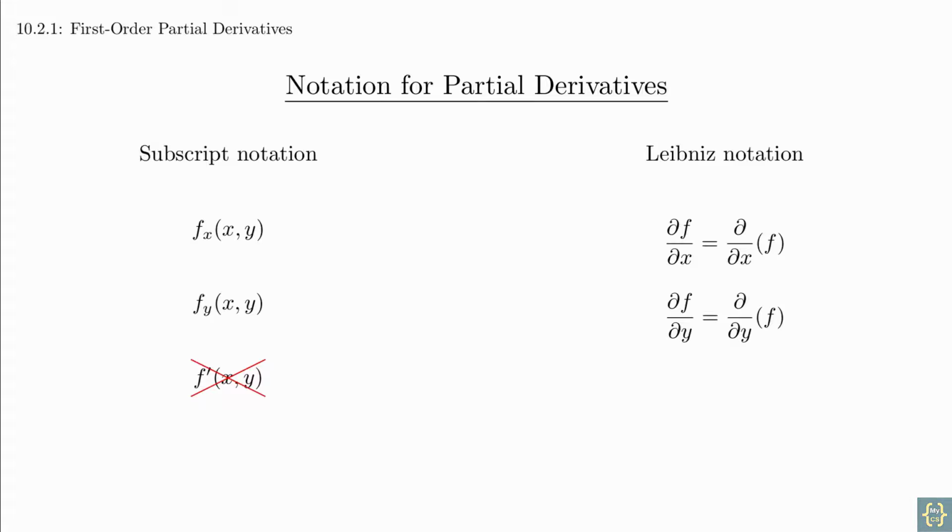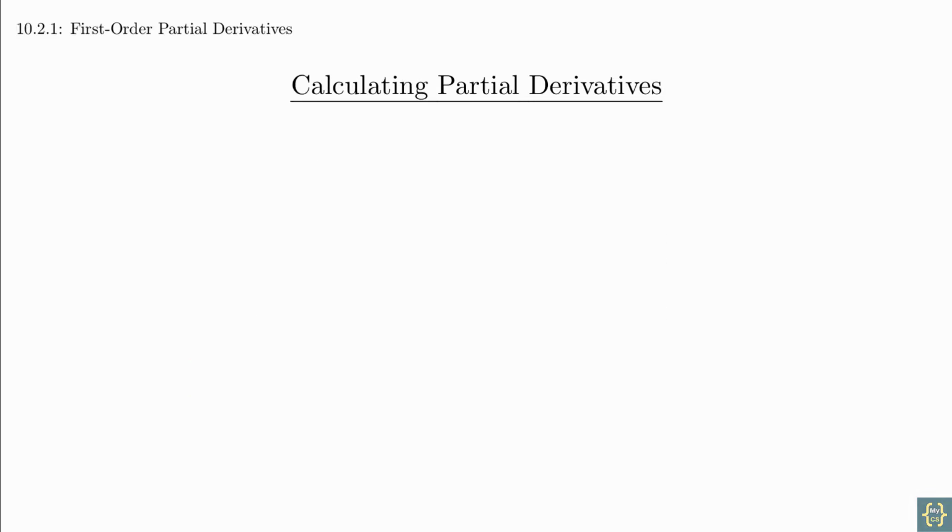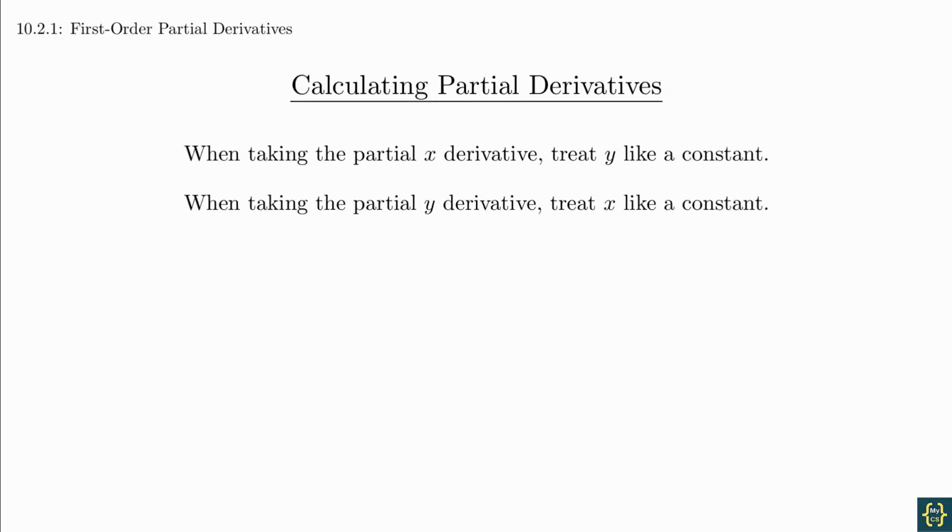It's written with this fancy-looking d rather than a normal d to indicate that it's a partial derivative. We will never use the regular d for a partial derivative. When it comes to calculating partial derivatives, the key fact to remember is that you're treating one of the variables as if it were a constant.